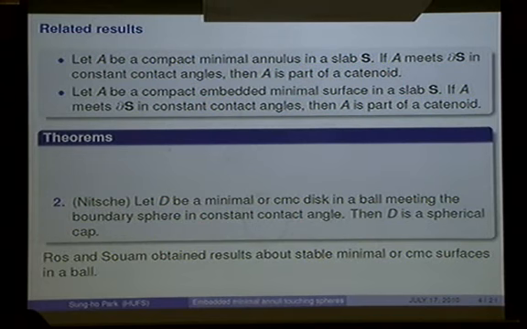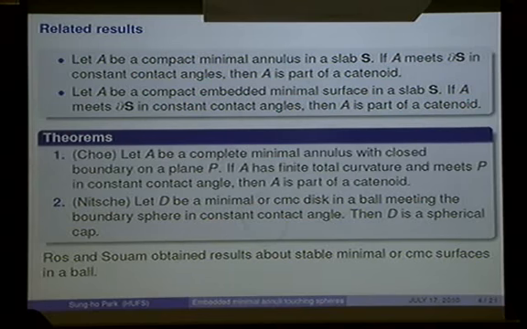In the case of a ball, there is a result by Nitsche. He showed that if D is a minimal or CMC disk in a ball meeting the boundary sphere of the ball at constant contact angle, then the disk is actually a spherical cap. So if D is minimal, then it is a flat disk, and if it has non-zero constant mean curvature, then it is part of a sphere. And Ros and Souam obtained some results about stable ones in a ball.